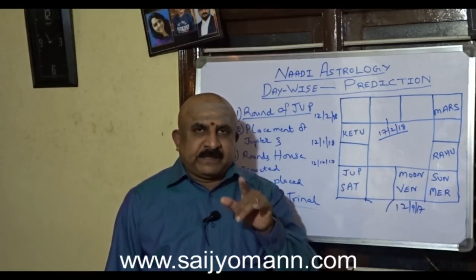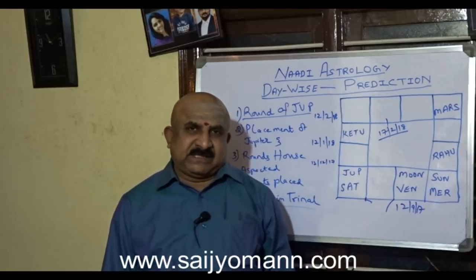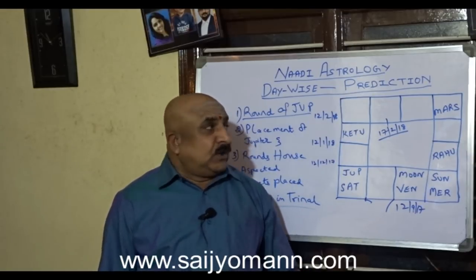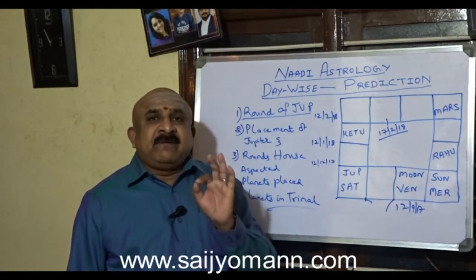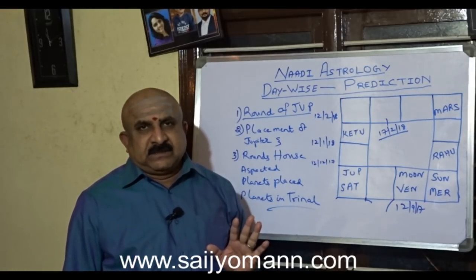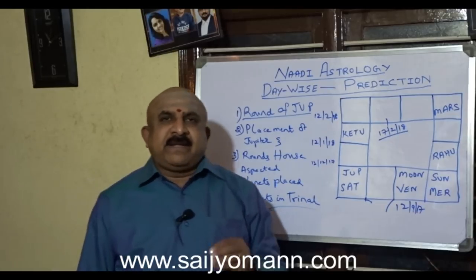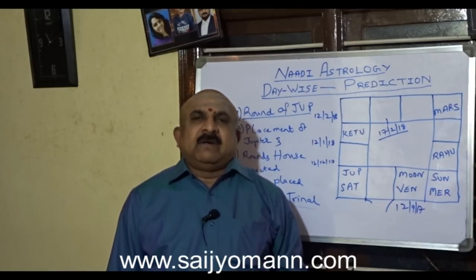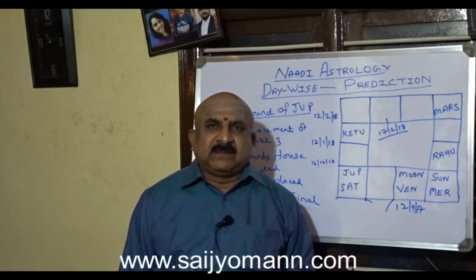Likewise, I have completed Jupiter month-wise in my last video. Now we are going to look into day-wise prediction. Of course, you cannot pin it to one day, because we have 12 signs and we have 30 days in a month.